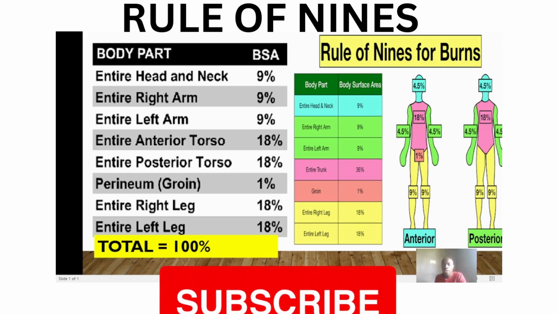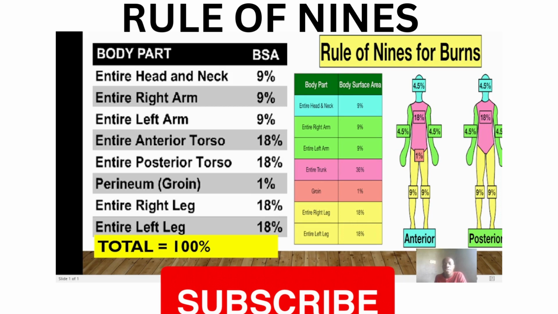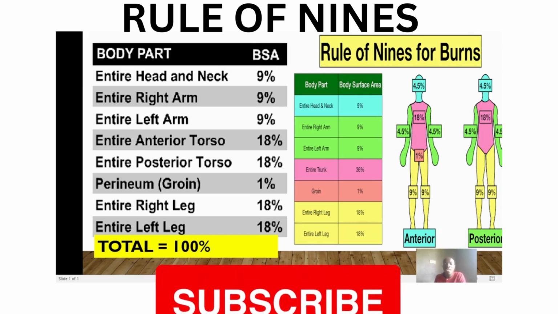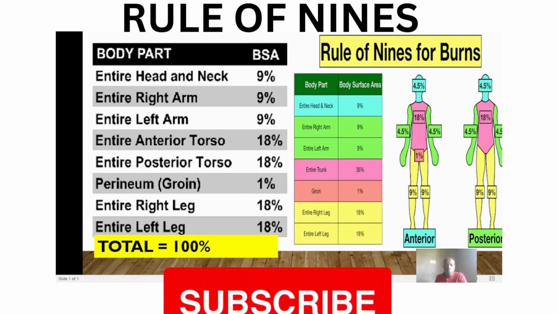The concept in the realm of nursing and medical care: the rule of nines. This is a simple yet profound principle that plays a significant role in assessing and managing burn injuries. As future nurses, we need to understand the rule of nines, which is very essential in providing effective and compassionate care to patients who have suffered burns.